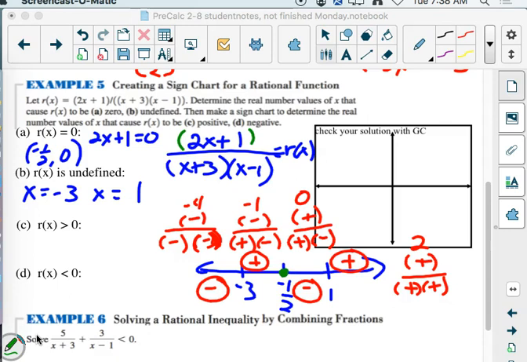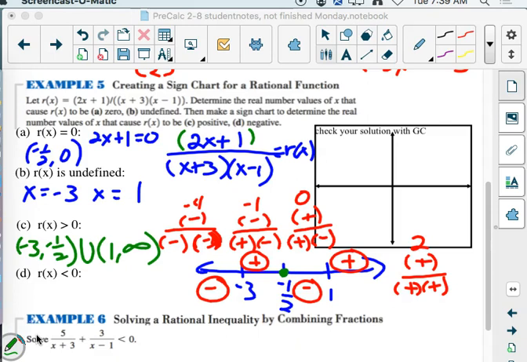Right now, we could go ahead and answer their questions. It says, when is r of x going to be greater than 0? Well, we've got it right here and right here. Now, if it's greater than, should we include the endpoints? No. So we're going to say it's between negative 3 and negative 1/2 in union with 1 to infinity.